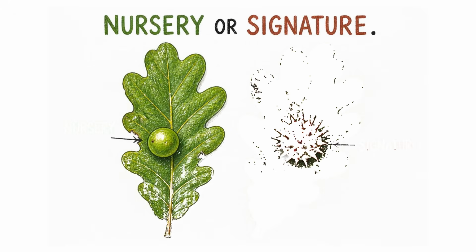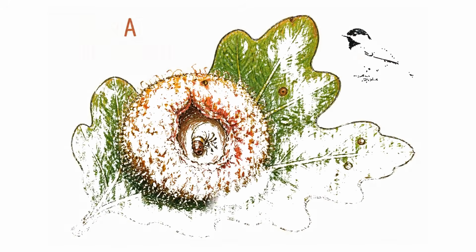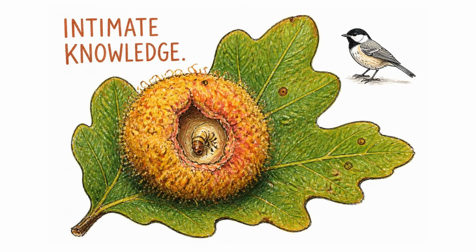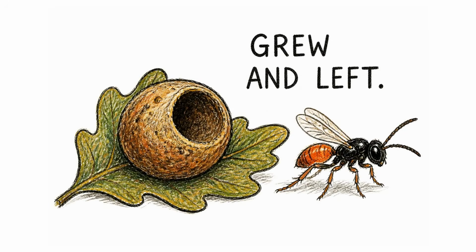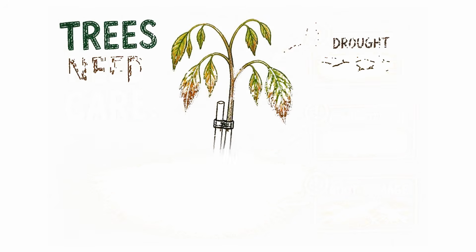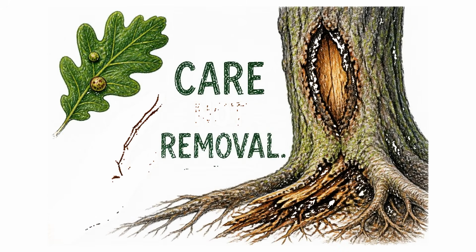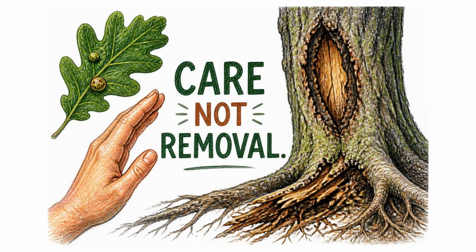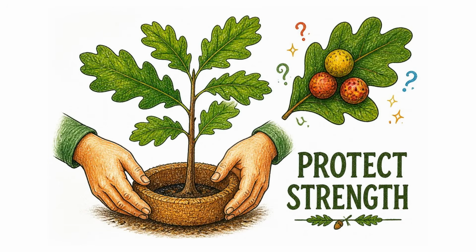A smooth green sphere on a leaf may be a nursery. A spiny swelling may be a signature. A fuzzy cluster may be evidence of a species that knows this oak more intimately than any passerby ever could. A dry gall with a round hole may be a finished chapter, the place where something small grew up and left. This does not mean every mark on every plant should be ignored. Young trees under heavy stress need care. Drought, compacted soil, root damage, and wounds can matter far more than a handful of leaf galls. But care does not always mean removal. Sometimes the most useful act is protecting the tree's strength and leaving the small mysteries alone.